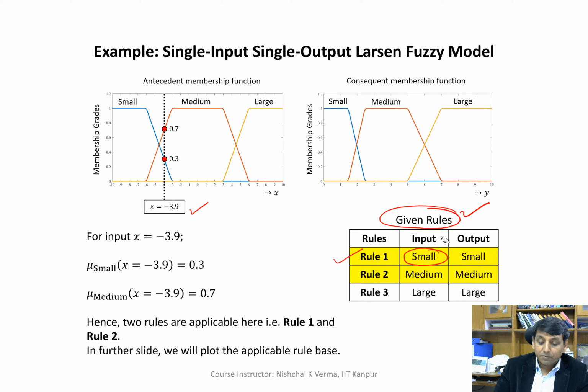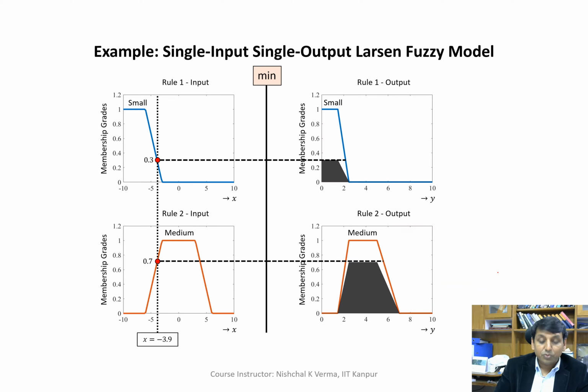So we first see the input. The input is falling in the small region. Then we see the input is also falling in the medium region. So rule 1 and rule 2 are applicable. And rule 3 is not applicable because x is equal to minus 3.9 is not falling in the large region. So only two rules are applicable. Now let us proceed with these two rules.